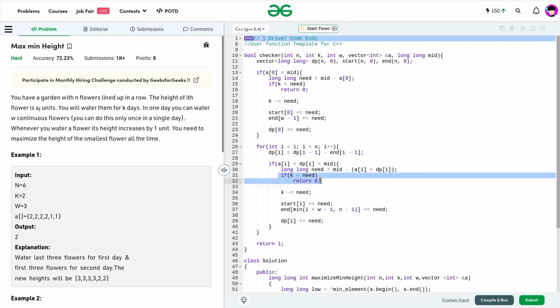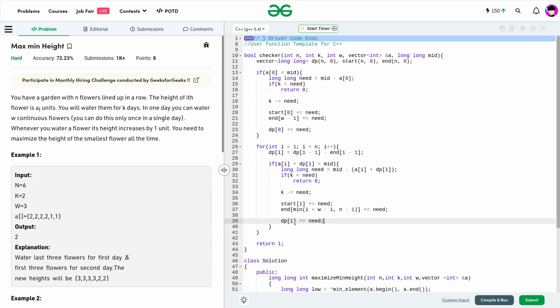So if k is less than need, then just as the previous time I return 0, otherwise I subtract need from k, and now I increment start of I by need. When I increment start of I by need, it will be added to dp of I, and then it will become equal to or greater than mid. Now similarly, as I have discussed, I'll take the minimum of I plus w minus 1 comma n minus 1, and I'll add need to it at the end.